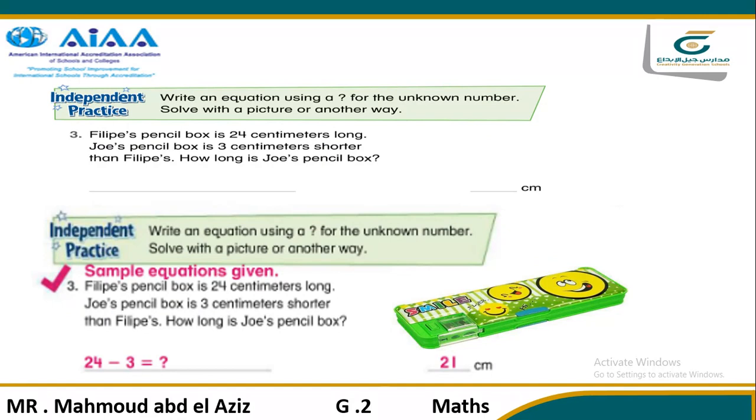So we want to find it. So 24 minus 3. You will start from units as usual. So 4 minus 3 equal 1. And we write 2. So our answer will be 21 centimeters.